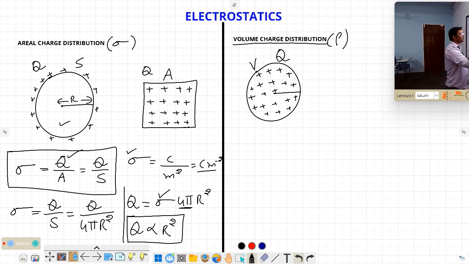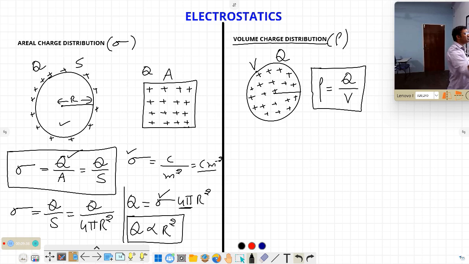Now we can define rho. Rho is called the volume charge distribution. This is the charge accumulated per unit volume. In the case of this sphere, I can write rho is equal to Q by the volume of the sphere. The sphere has radius r, so the volume of the sphere in terms of radius is 4 by 3 pi r cube. We have to know this before.